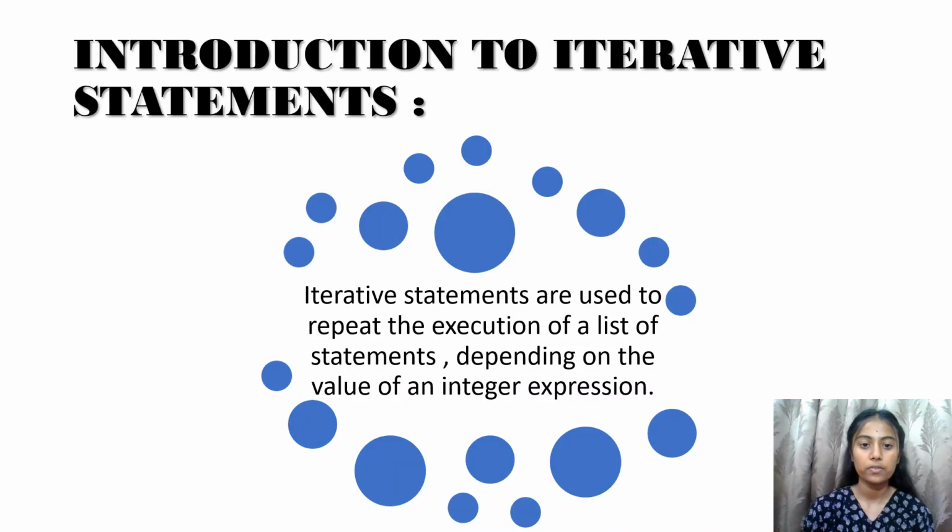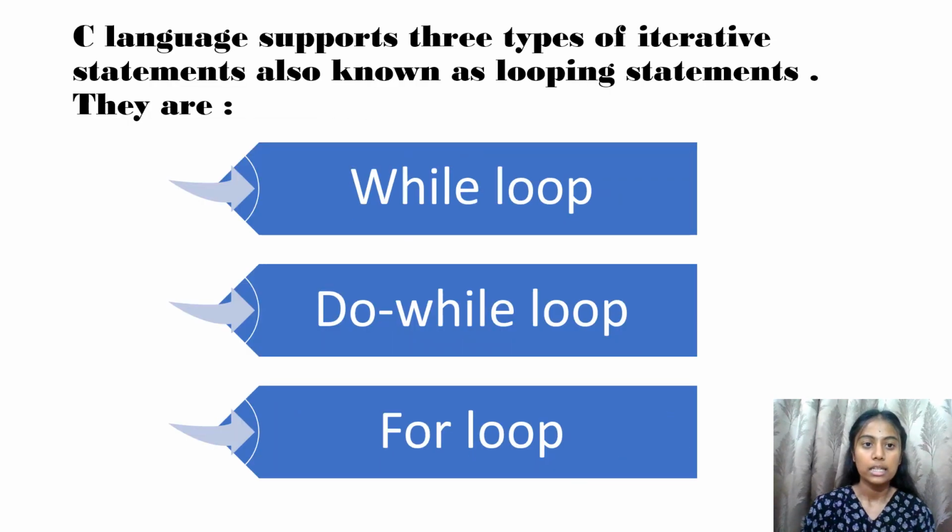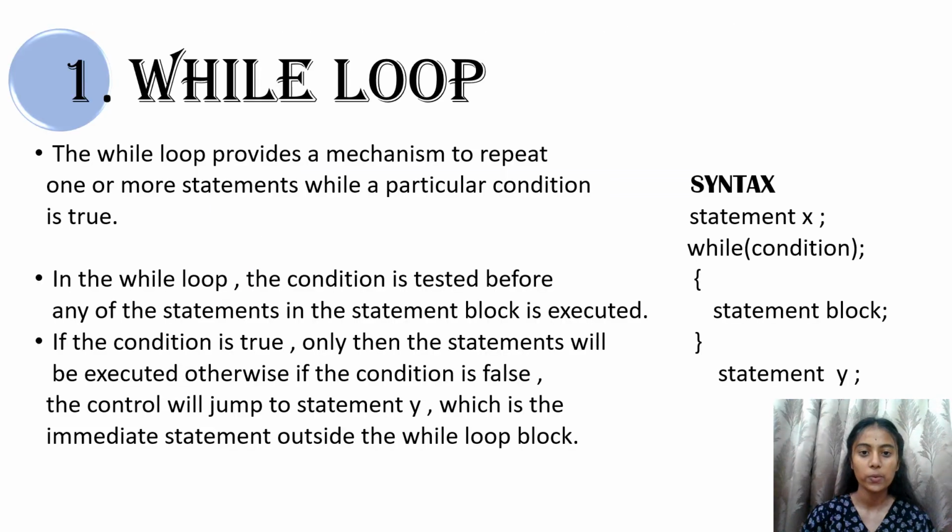Moving on to the topic, first we will learn about the introduction of iterative statements. What are these iterative statements? These are used to repeat the execution of a list of statements depending on the value of an integer expression. The C language supports three types of iterative statements. They are also known as looping statements. They are while loop, do while loop, and for loop. Now we will learn in detail about these loops.